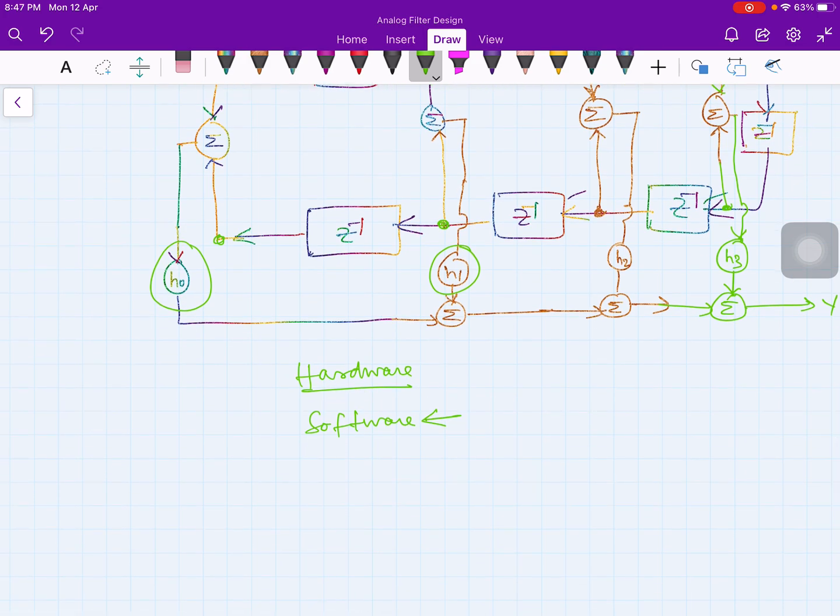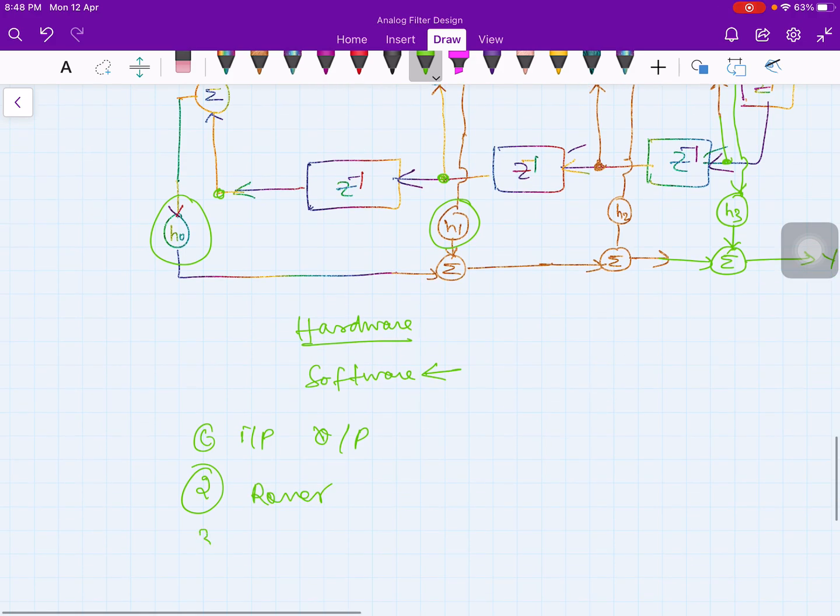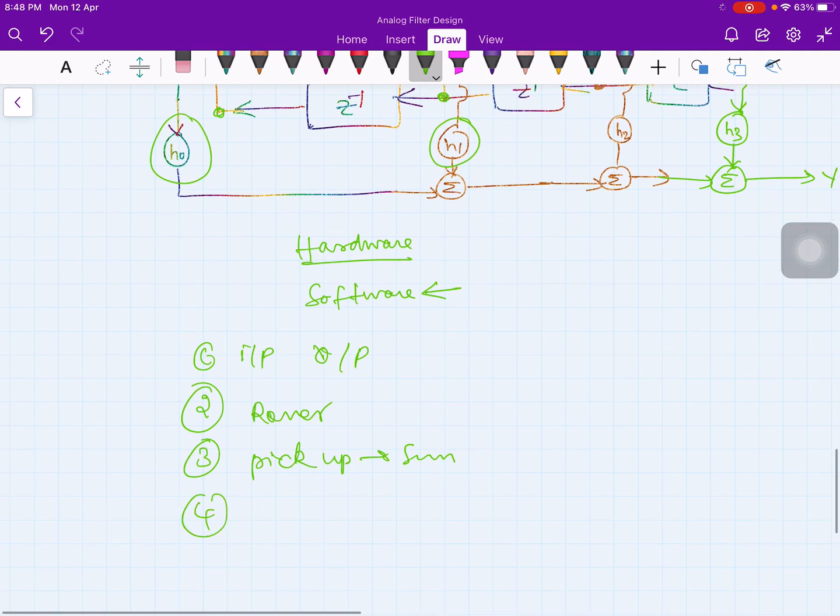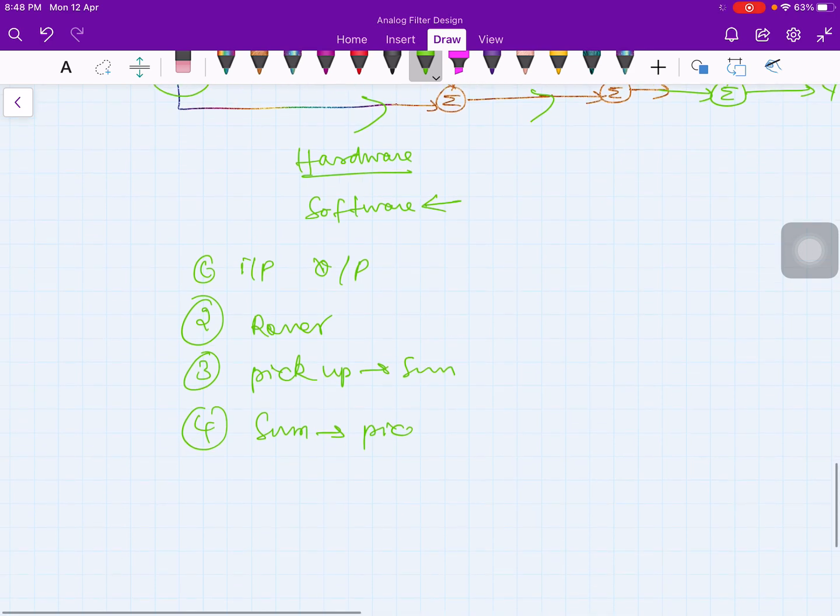And you can find out the transpose also. I already covered how to find the transpose. Interchange the input and output, first step, and the second step is reverse the arrow marks, and the third step is pickup node becomes the summer, and the fourth step is the summer becomes the pickup node, and do all those things in this diagram, and then you can find out the transpose. It's a straightforward procedure. So what is the transpose of FIR linear phase structures? That you can do. So that's all about the implementation of linear phase FIR filter.